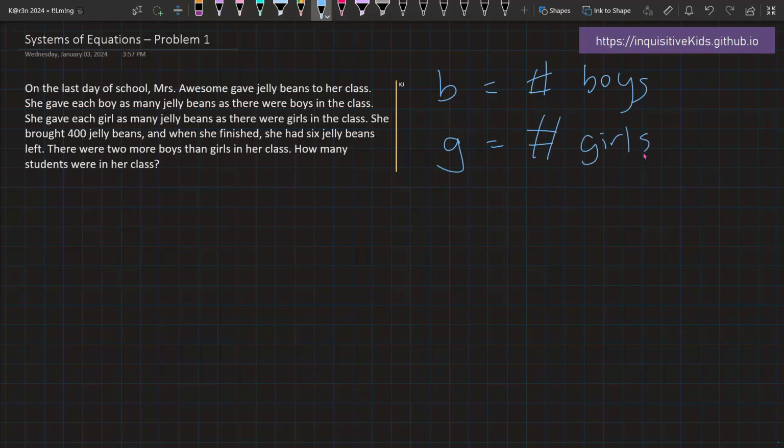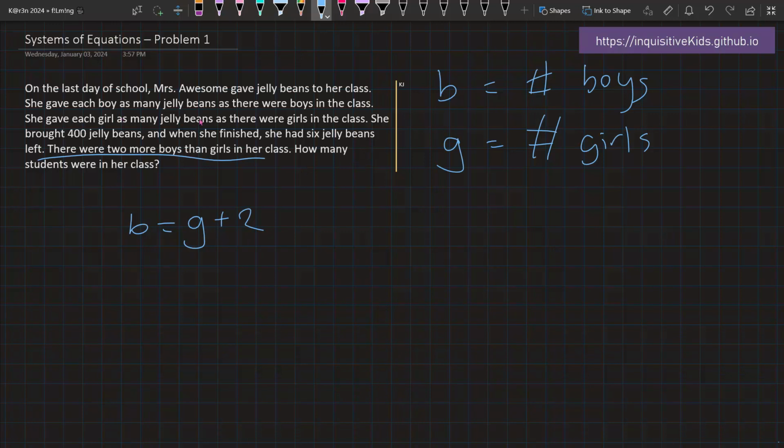Now, using these 2 variables, we can write some equivalent relationships that were given to us in the middle of the problem. So, what is the first thing we can write? Well, in this one sentence right here, it directly states that there are 2 more boys than girls in the class. So we can write b is greater than g by 2. What's the other equivalent relationship?